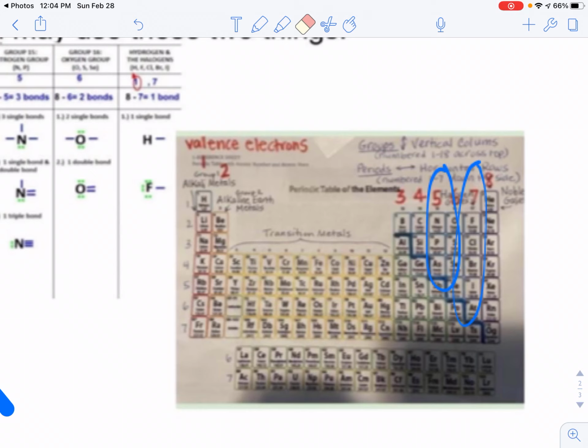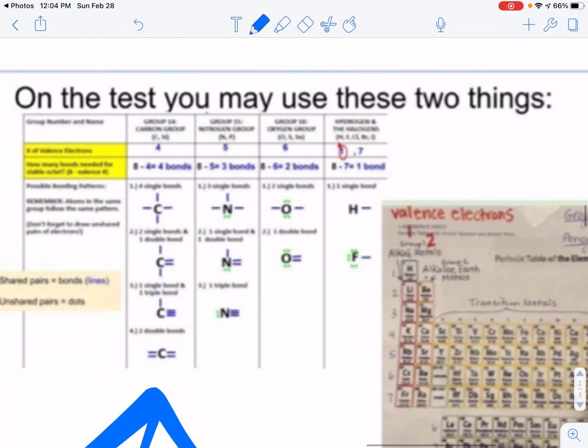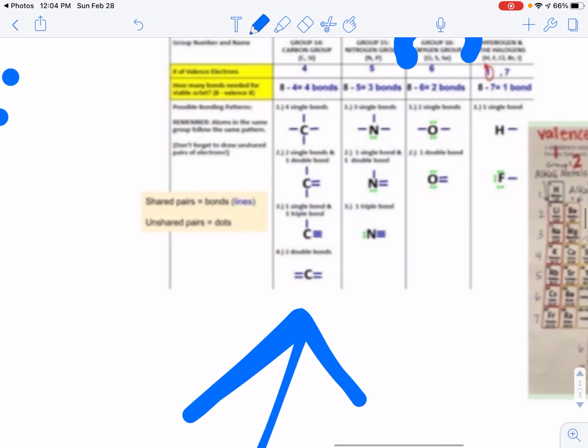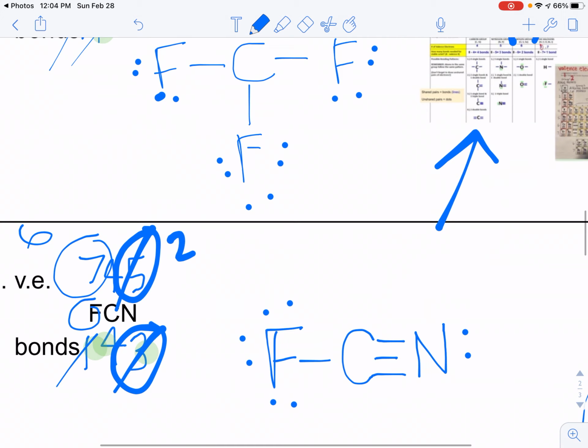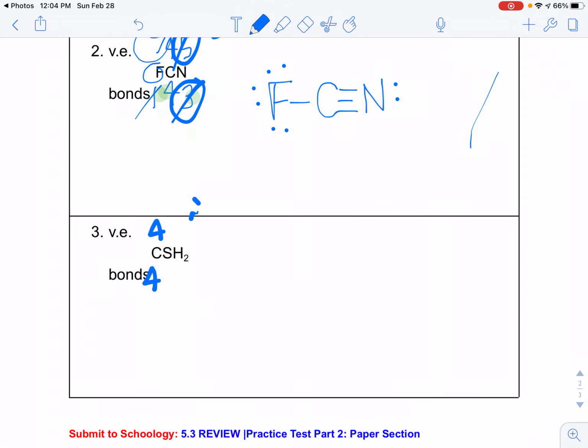Sorry, I have this extra writing over here that I forgot to erase, but so S is under O, and I see it up here. Hopefully you have yours if this is too blurry, but it says S and O are in that same group. So S and O both have 6 valence electrons, and then 8 minus 6 gives you 2 bonds.